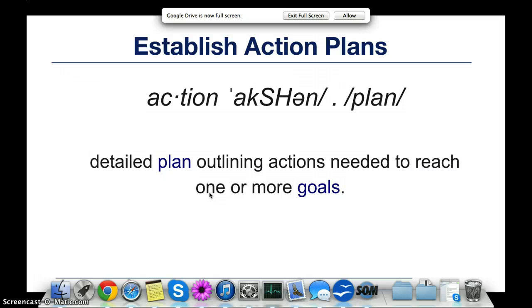Most of you have been in the business world for a long time, and you already know what an action plan is, but I've got a proven method that I want to share with you for developing and monitoring action plans. So let's establish from the top what the definition of an action plan is. It's just a detailed plan outlining actions needed to reach one or more goals.